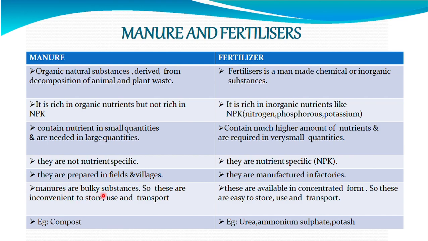Manures are bulky substances, so they are inconvenient to store, use and transport. Fertilizers are available in concentrated form, so they are easy to store, use and transport. An example of manure is compost, which is made from the decomposition of animal and plant waste matter. Examples of fertilizers, which are made in factories, are urea, ammonium sulfate and potash.